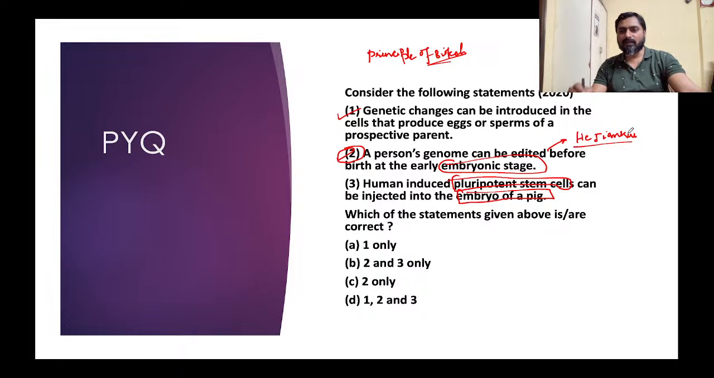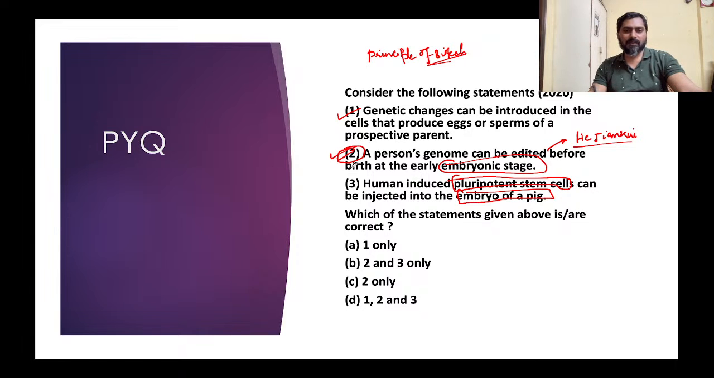So there are many cases where we have done changes at the embryonic stage. He Jiankui, the Chinese scientist who produced the first gene edited babies, did the modification at the embryonic stage only. At the embryonic stage, he removed a particular gene that makes a person vulnerable to HIV. So he removed the CCR5 gene at the embryonic stage only. So the second statement is also correct. Are you able to get this, Timrantak?